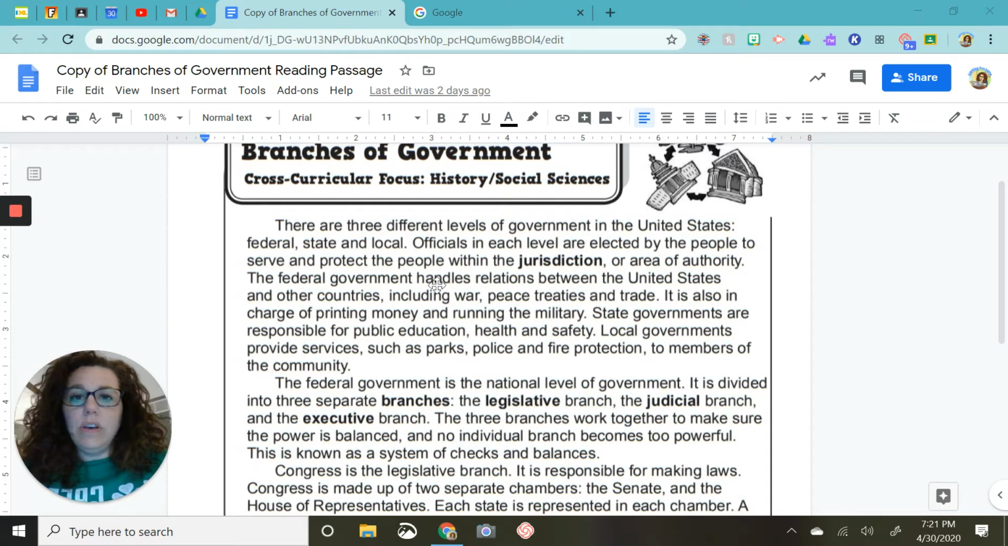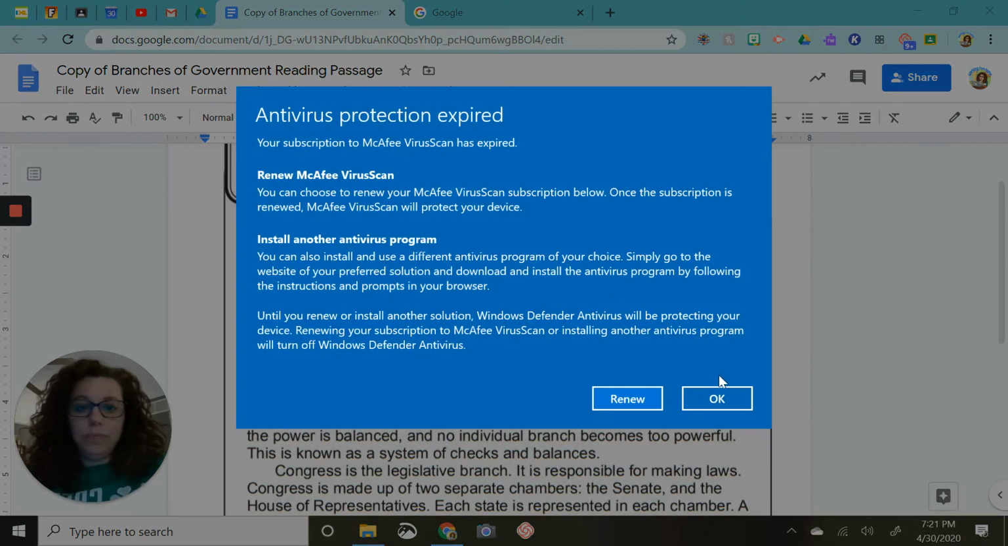There are 3 different levels of government in the United States: federal, state, and local. Officials in each grade level are elected by the people to serve and protect the people within the jurisdiction or area of authority. So jurisdiction just means the area where they are allowed to control.